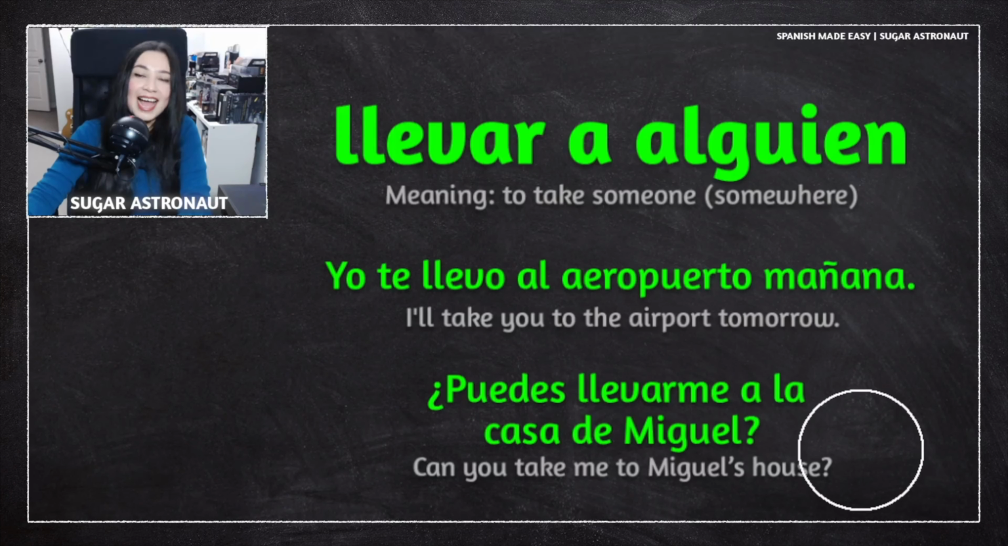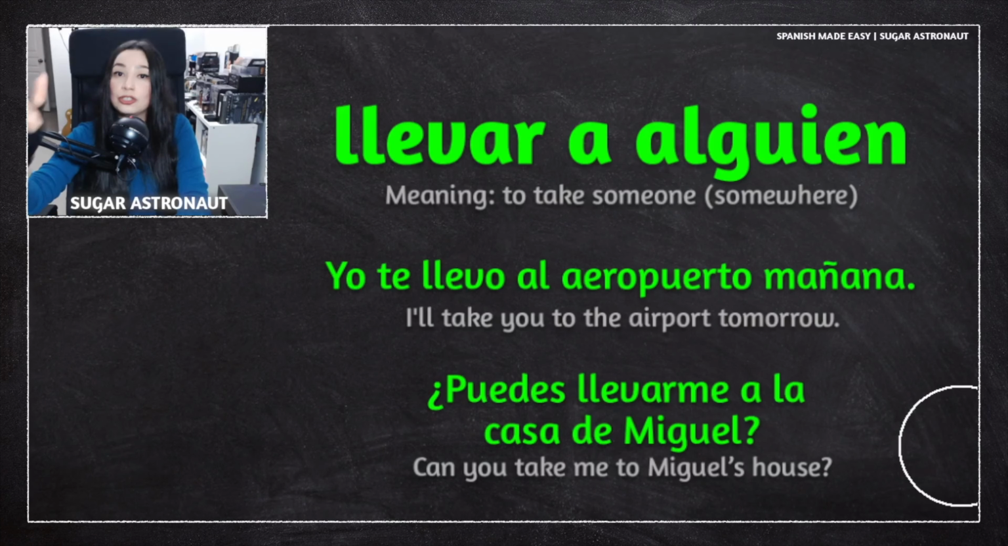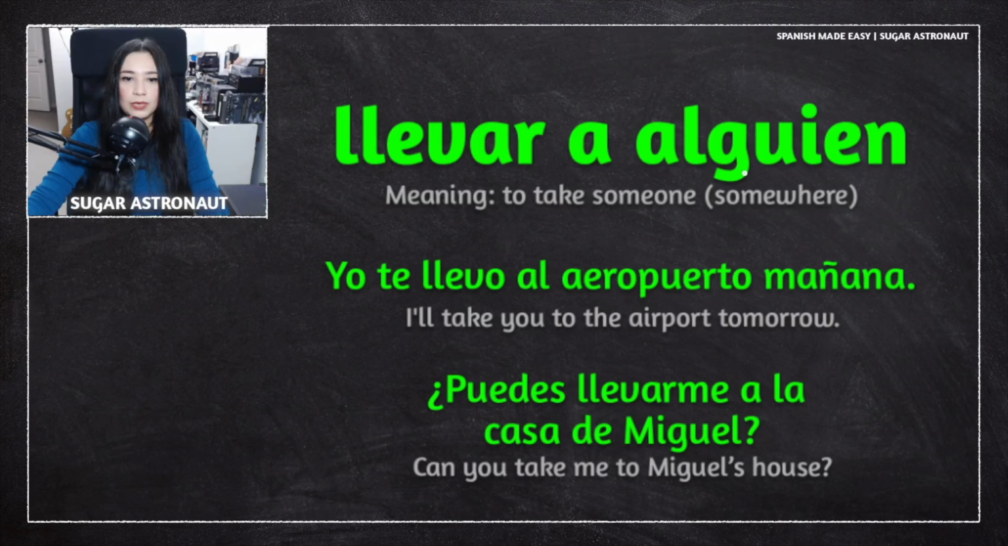Okay, llevar a alguien, remember, means to take someone somewhere. So, we changed alguien in this situation, right here, with you, and right here, Miguel. Then alguien is Miguel here, and alguien here is you. So remember that.